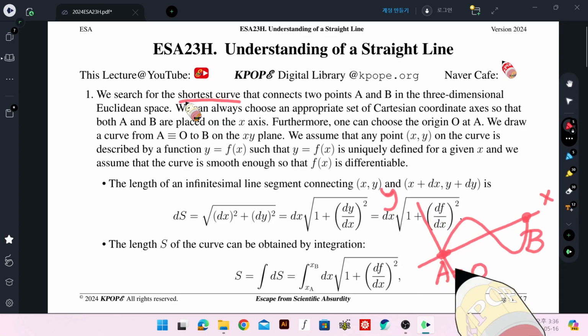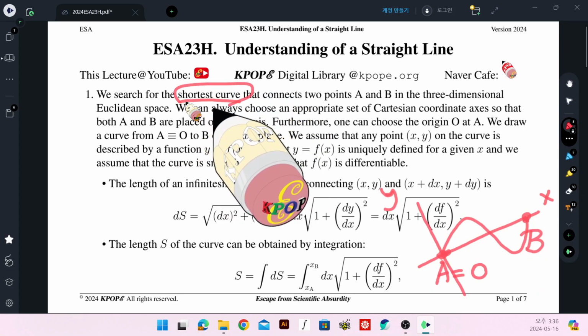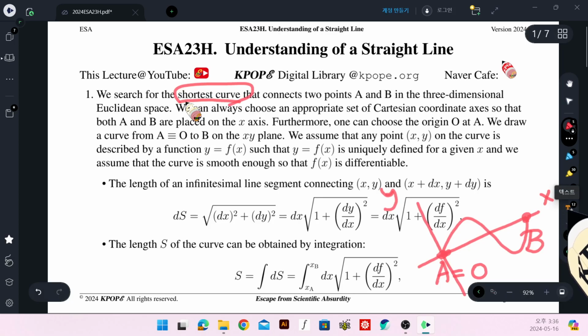Then we can measure the length of this curve and would like to find the shortest path connecting A and B. Everybody knows that the answer is the straight line connecting A and B. But we would rather choose a stupid way, but a very rigorous way, to verify that the shortest path connecting A and B is a straight line.